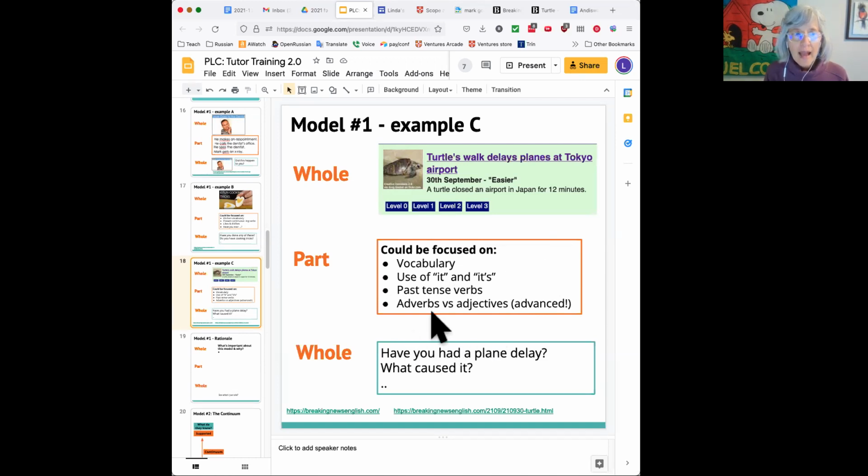And then we'll go back out whole, part, whole. We'll go back up to the whole. We'll maybe read the story again, probably after we've worked on something in the middle. And we'll talk about plane delays, what caused it. Well, maybe we'll talk about turtles.